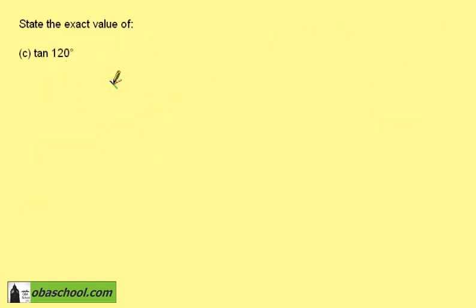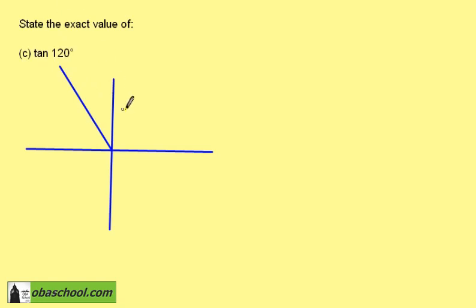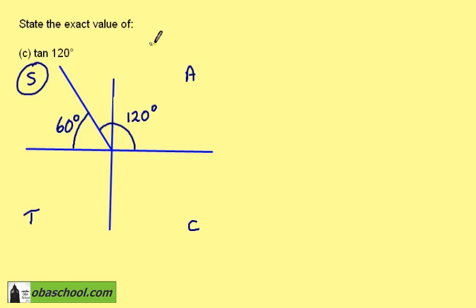We now want to look at the tan of 120. Again, draw a CAST diagram. 120 degrees is here, between 90 and 180. And the associated acute angle to the x-axis is 60 degrees. Since we're in the sine quadrant, the tangent must be negative.